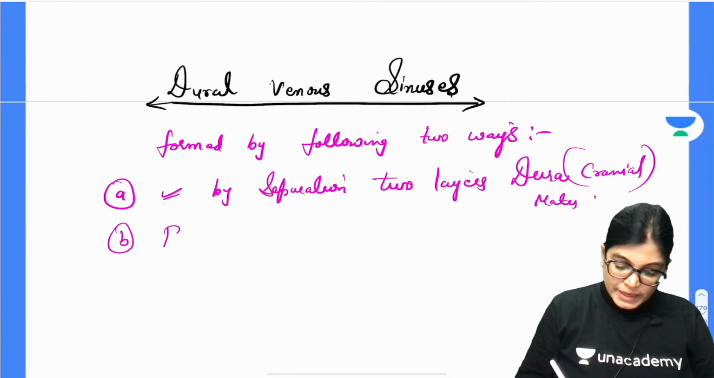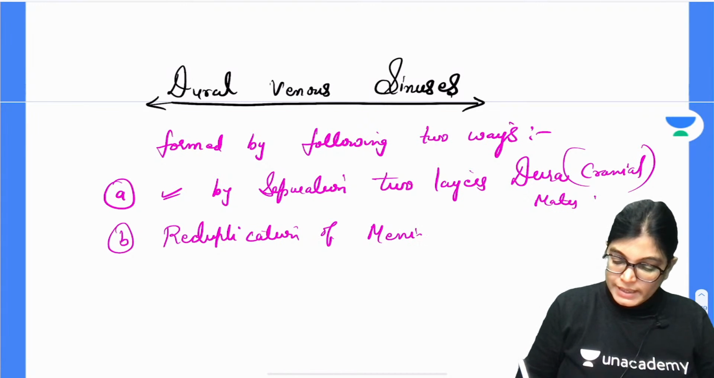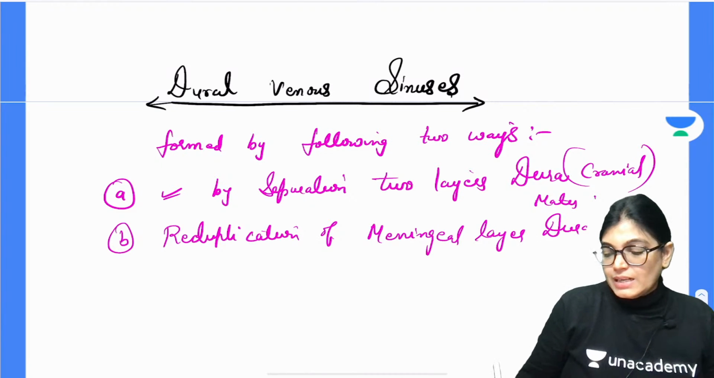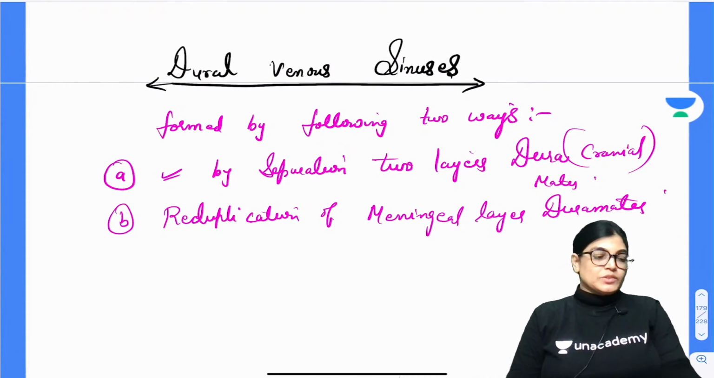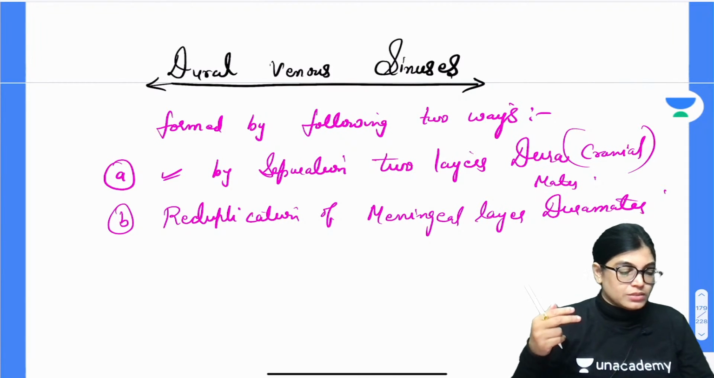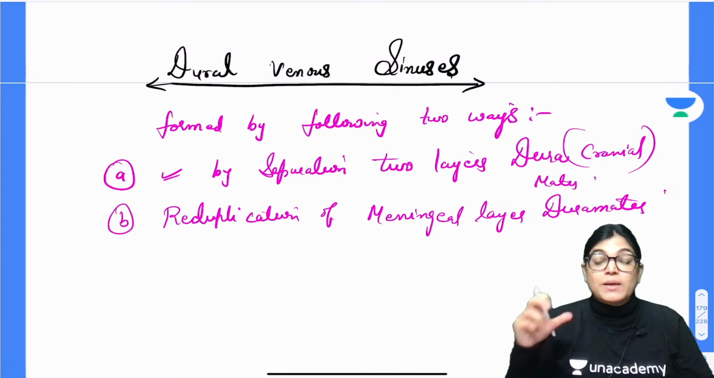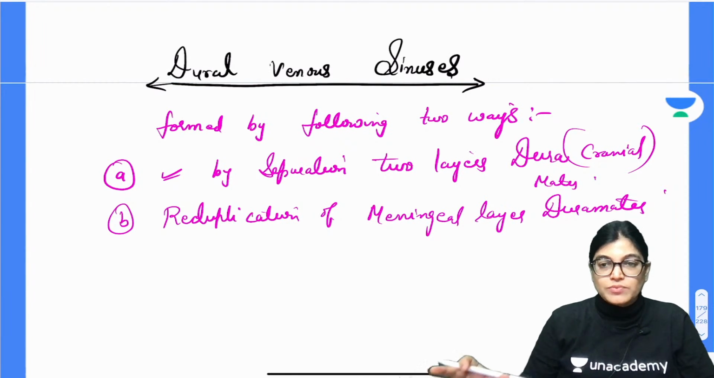The other is reduplication of the meningeal layer of the dura. So these are the 2 ways by which the dural venous sinuses are formed. One is by separation of 2 layers of the dura, the other is by reduplication of the meningeal layer of the dura mater.